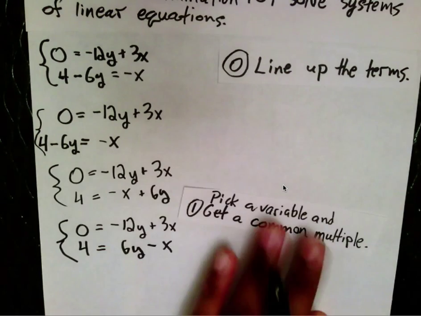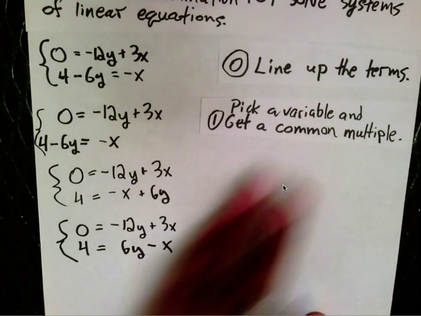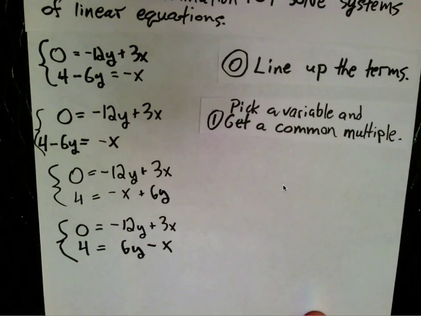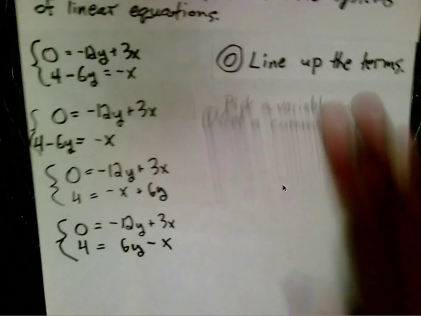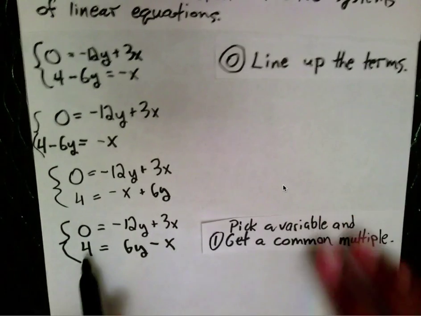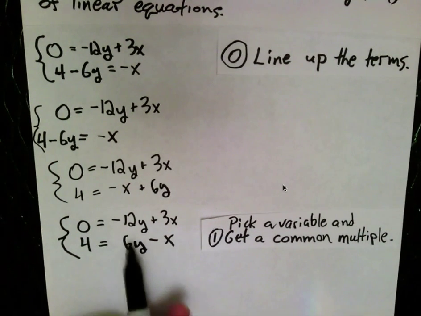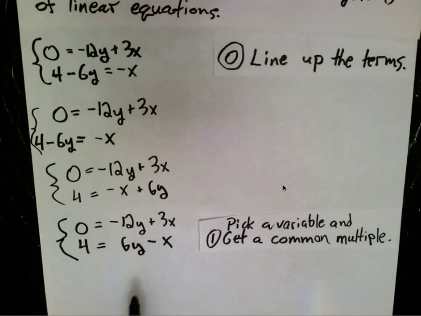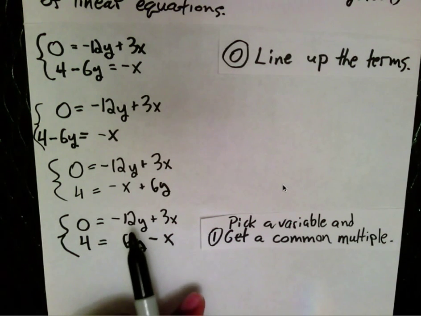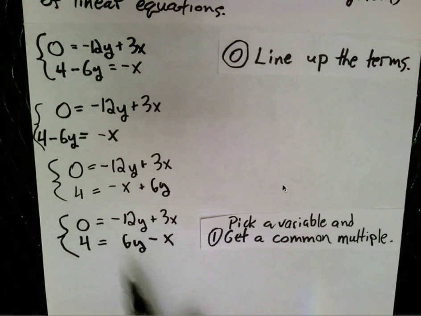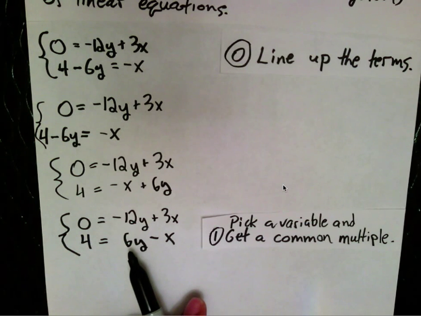Now, that was before we even began the problem. Now we can begin the problem. Step 1, pick a variable and get a common multiple. Here's where we are. So I'm going to pick a variable. I can pick either x or y. It doesn't matter. Let's just go with y. I picked y, and let's get a common multiple. Well, I know that a common multiple of 6 and 12 is 12. Because I know 12 is a multiple of 12, but 12 is also a multiple of 6, right?